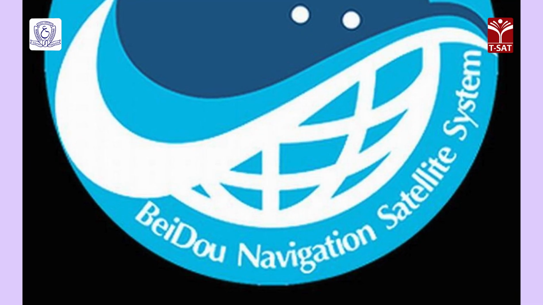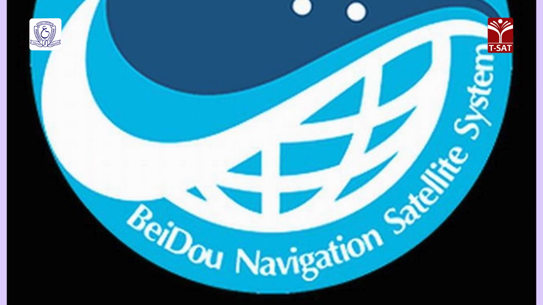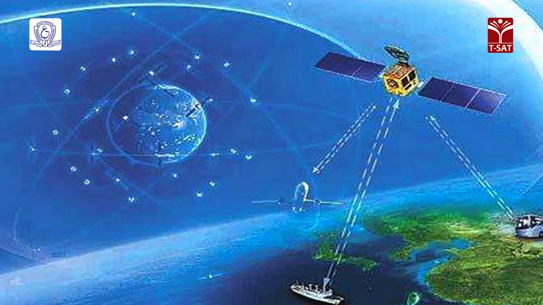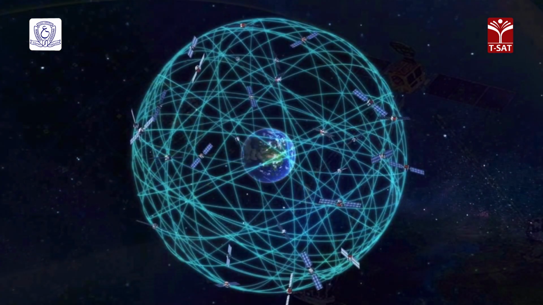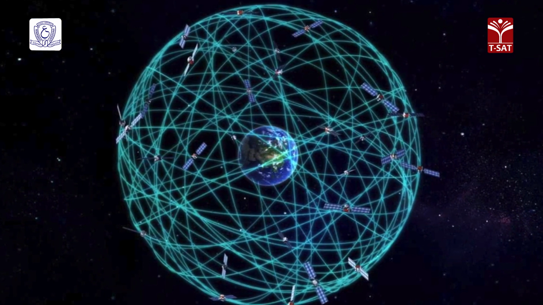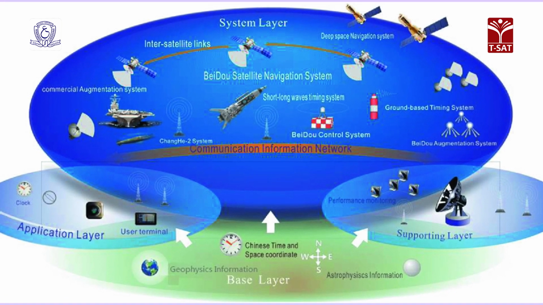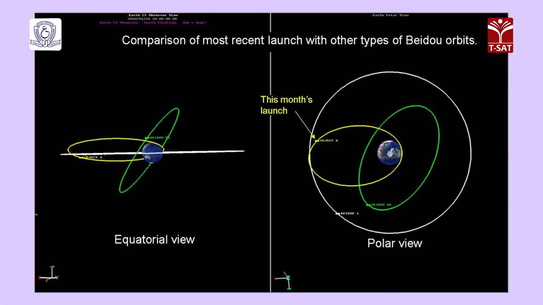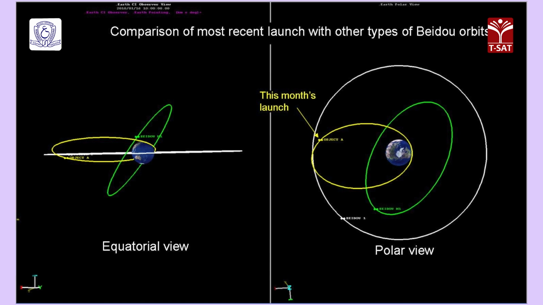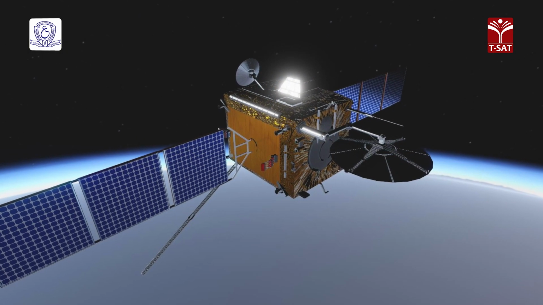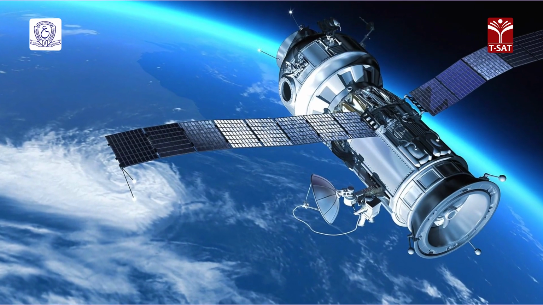BeiDou. BeiDou is a satellite navigation system of China. It has a total of 22 operational satellites in orbit and a full constellation is scheduled to comprise 35 satellites. BeiDou has two separate constellations, BeiDou-1 and BeiDou-2. BeiDou-1, also known as the first generation, was a constellation of 3 satellites. BeiDou-2, also known as COMPASS, is the second generation of the system.